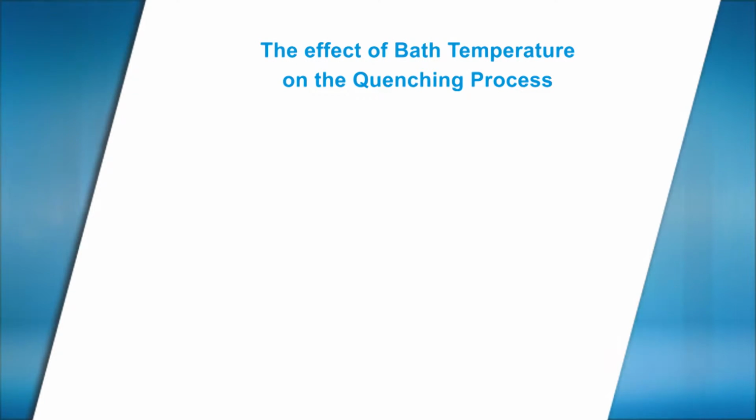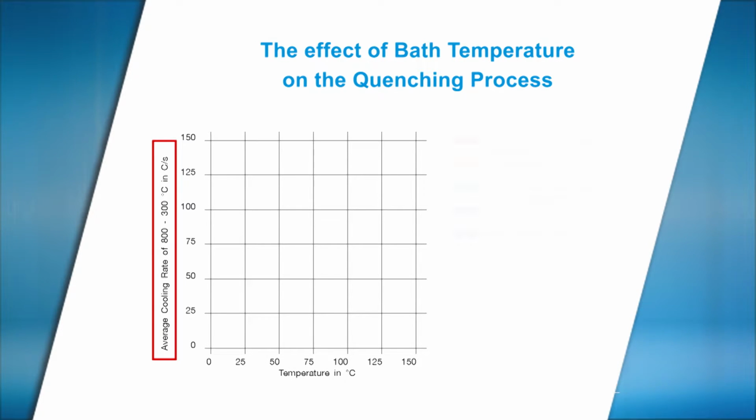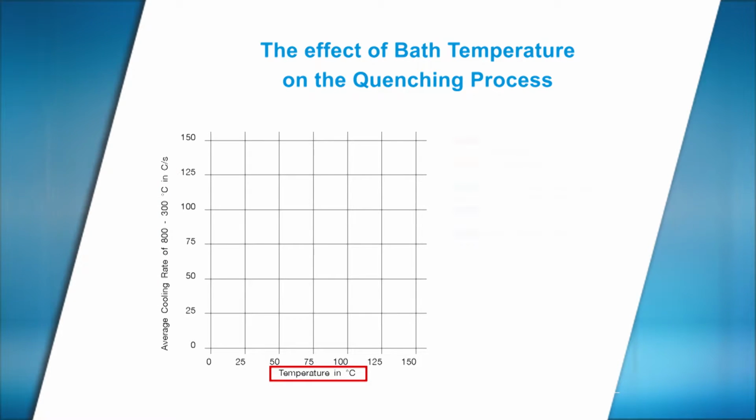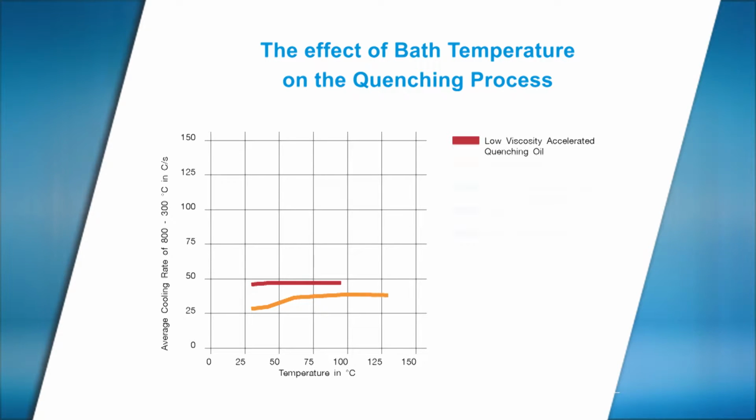The graph shows the effect of average cooling rate when the temperature of the job is in the range of 800 to 300 degrees Celsius, measured in degrees centigrade per second, plotted against the quenchant bath temperature. For all practical purposes, quenching oils do not change their cooling characteristics when their bath temperature remains within the recommended working range. Only extremely low or greatly elevated temperatures lead to lengthening of the vapor phase, and thus a change in the performance of the oil.